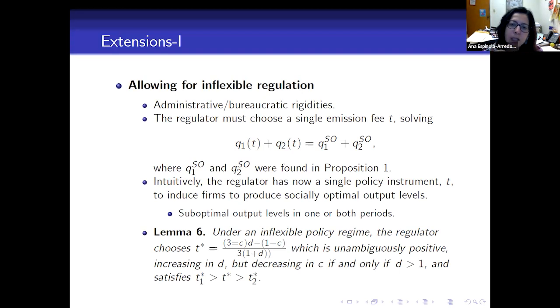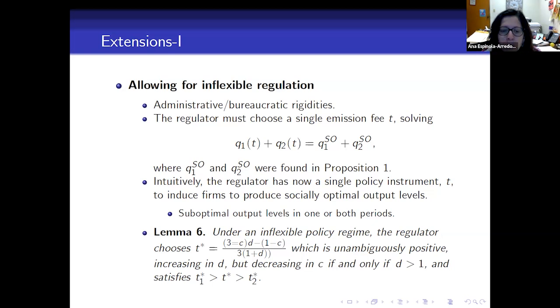So what we will consider is that now the regulator selects one emission fee for both firms, for the leader and the follower, at the first stage of the game, right? Then we will identify the socially optimal amount. These socially optimal amounts are the same as those found in the first proposition that I was presenting to you. And what we will try to identify is one emission fee that will induce this aggregate socially optimal amount. Of course, this emission fee is a suboptimal emission fee, it is not the first best as the one that we were examining before.